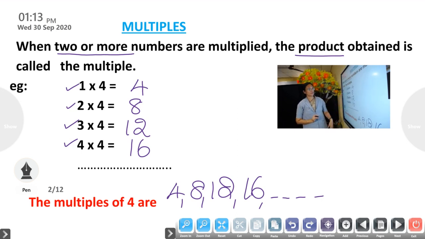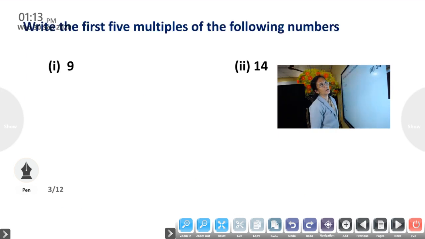I hope it is very clear. So the multiples of 4 are 4, 8, 12, 16, etc. That is, you are getting them from the multiplication table.